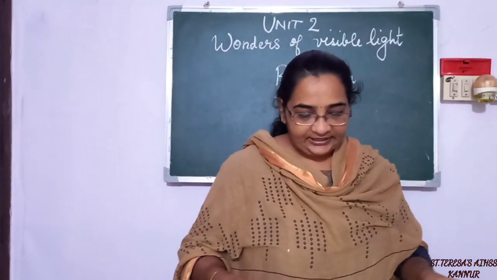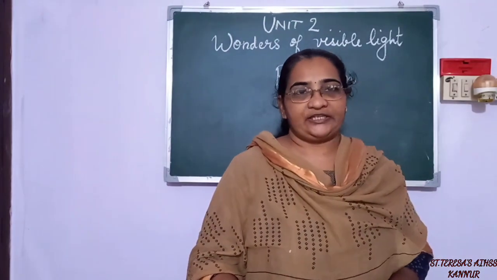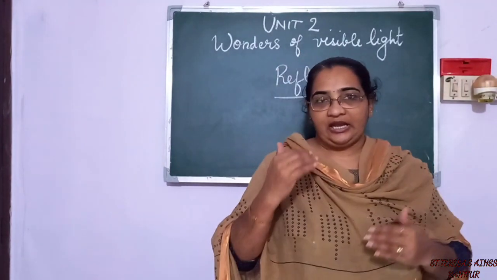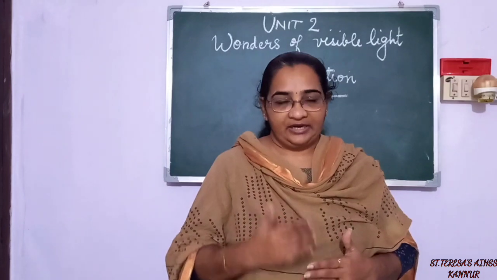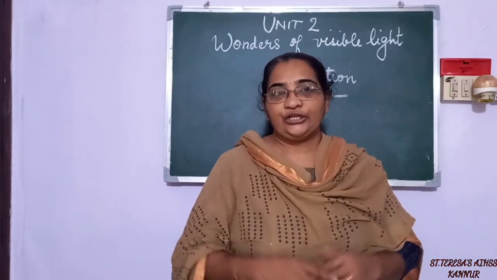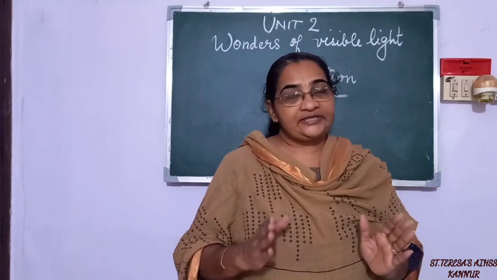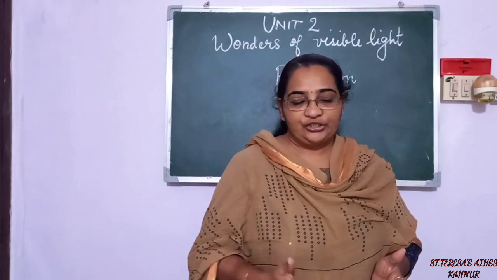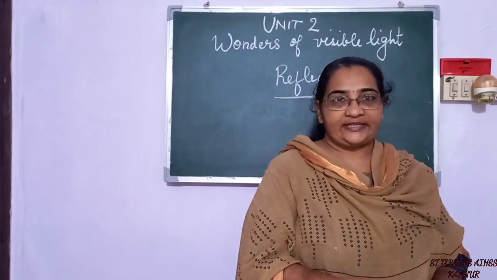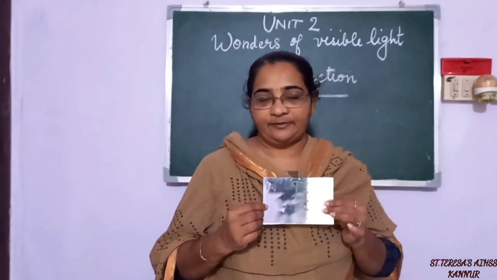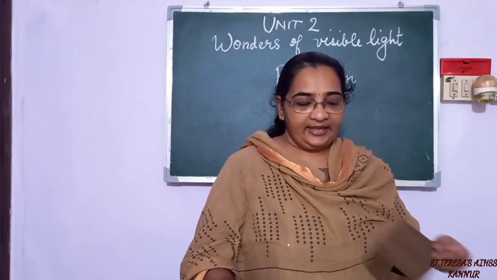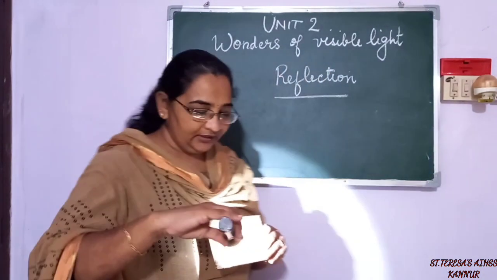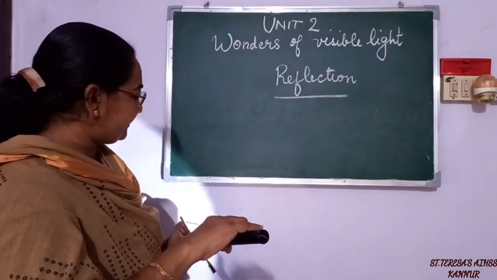Now in reflection, there are two types of reflection because the surface matters. After you did the experiment, you would have understood that all types of surfaces do not produce the same type of reflection. So here I have done the experiment using a mirror. Now, I have a cardboard piece with me. So I am trying to reflect this light from the cardboard piece.